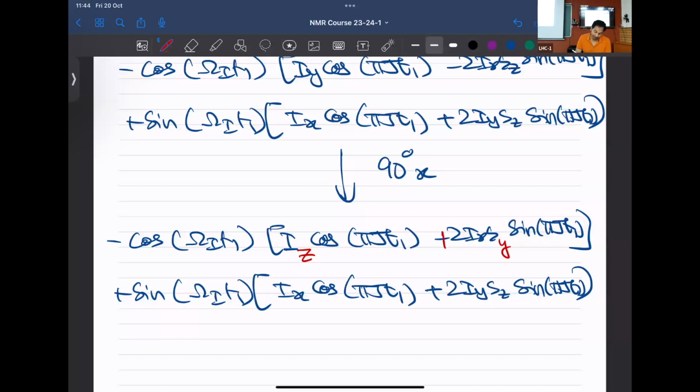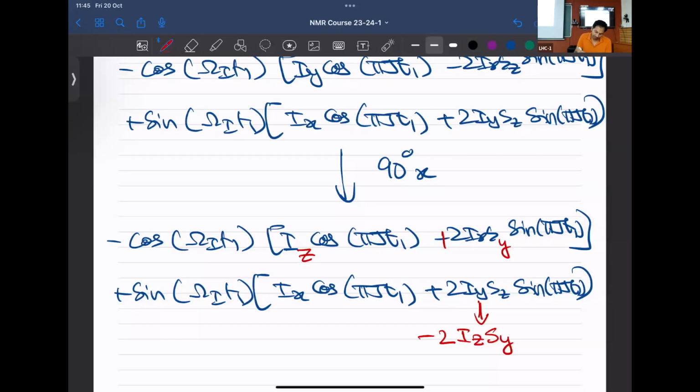Doesn't matter, it's multiple quantum. If you have X along X, it will be in phase. Then you have another 90-degree X phase pulse. What is that going to make it? That's going to change this to Iz. Sz will become Sy with a negative sign, isn't it? Right?